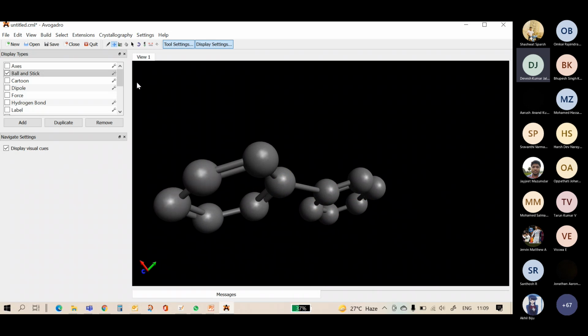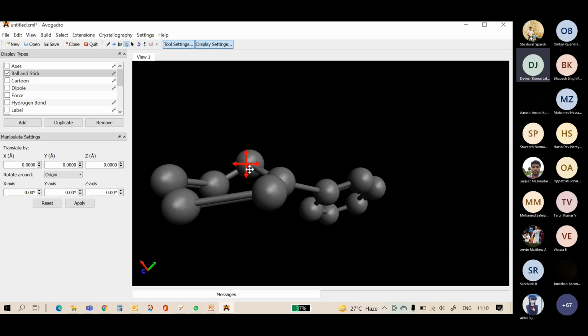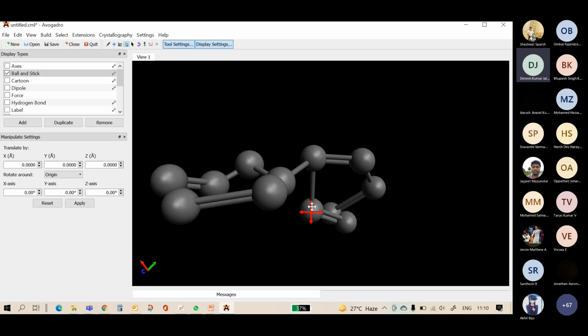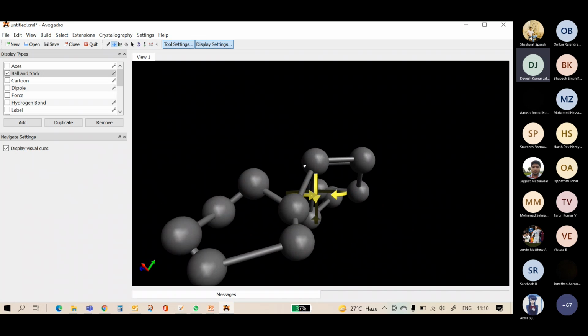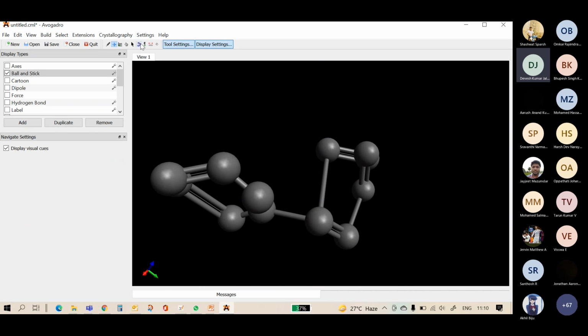So let's distort them as usual. So we love to do that, right? At least I love to do that. Now it's distorted. Let's distort all. Why distort it only one way? Now you see these molecules are completely distorted. Now let's do the energy minimization.